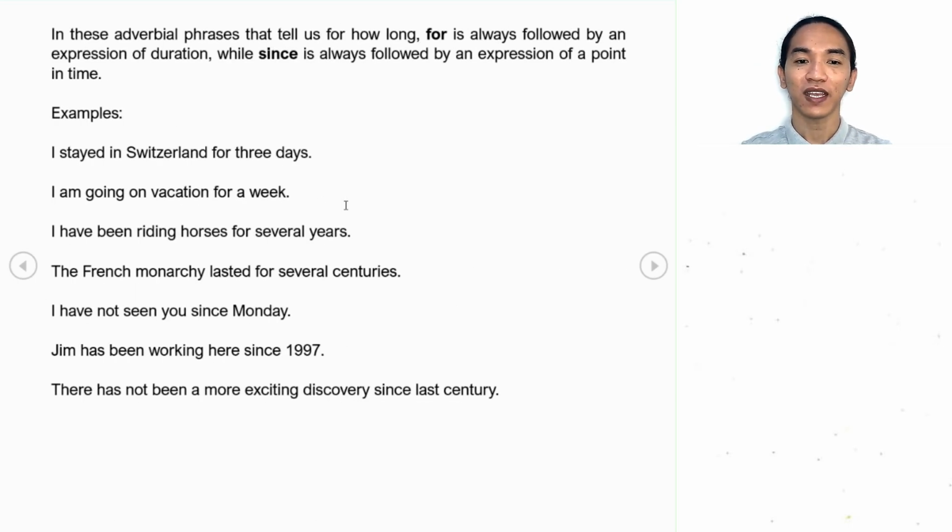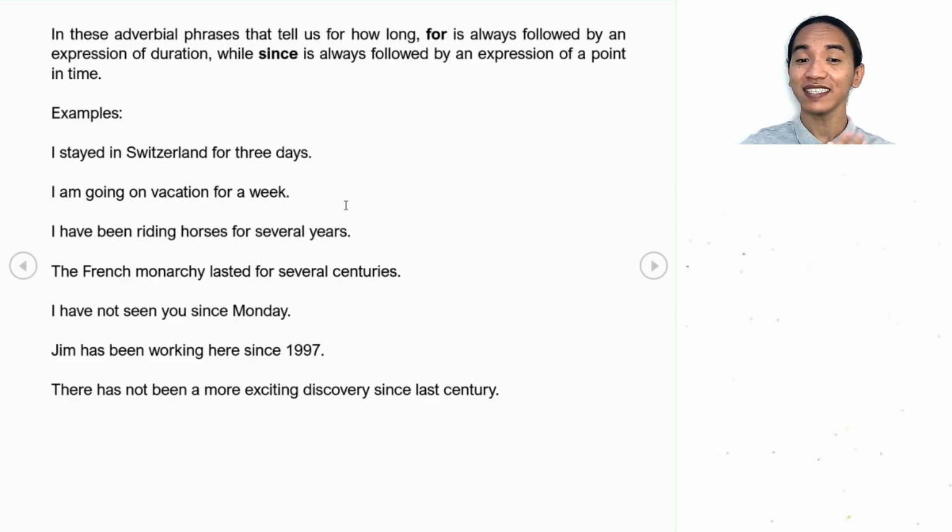All right, now in these adverbial phrases that tell us for how long, we have the words for and since. And I think that we already discussed these words before. So for is always followed by an expression of duration. So there is a start and a finish. Now, while since is always followed by an expression of point in time, particularly the start of the time.